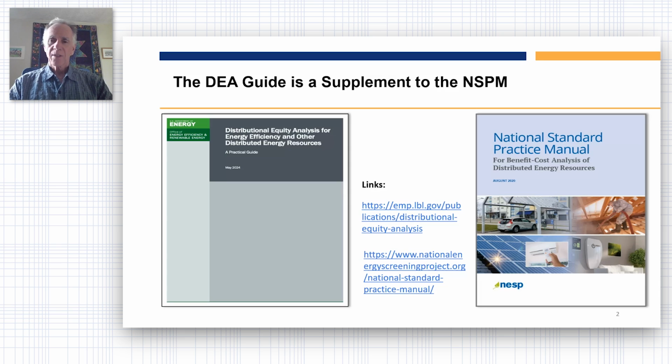And I should add, we got support for this guide from two places. The DOE, as you can tell by the cover on the slide here, the Department of Energy supported this, especially through the help of Lawrence Berkeley National Labs. And then also E4TheFuture, who was one of the sources for the National Standard Practice Manual. They provided funding as well and worked closely with us. So the DEA guide was a collaboration of not just Synapse, but also LBNL and E4TheFuture. And we had a fairly large technical advisory group with people from all over the spectrum, people working on equity and so forth, to help put the whole report together.